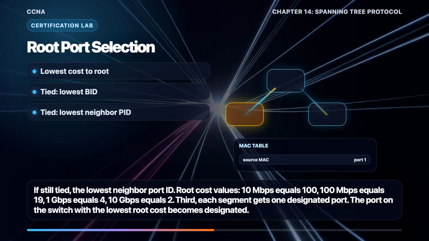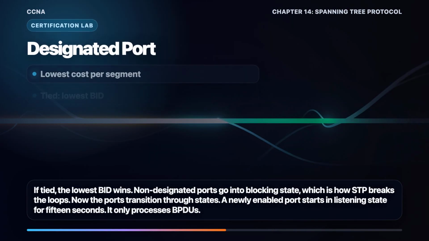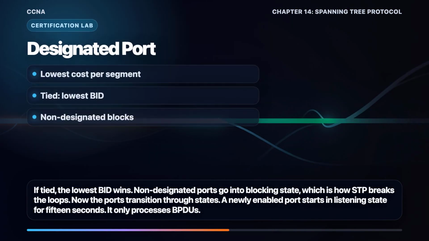Third, each segment gets one designated port. The port on the switch with the lowest root cost becomes designated. If tied, the lowest BID wins. Non-designated ports go into blocking state, which is how STP breaks the loops.